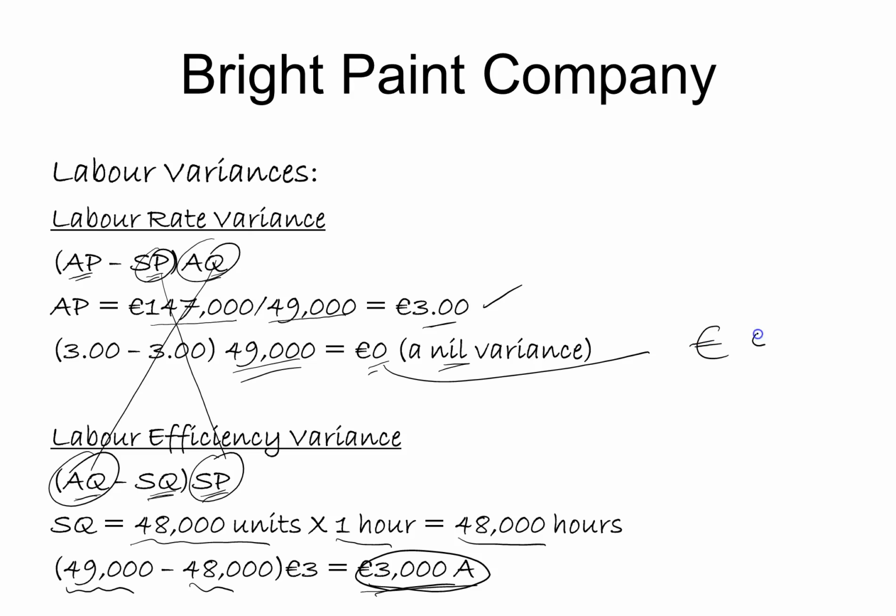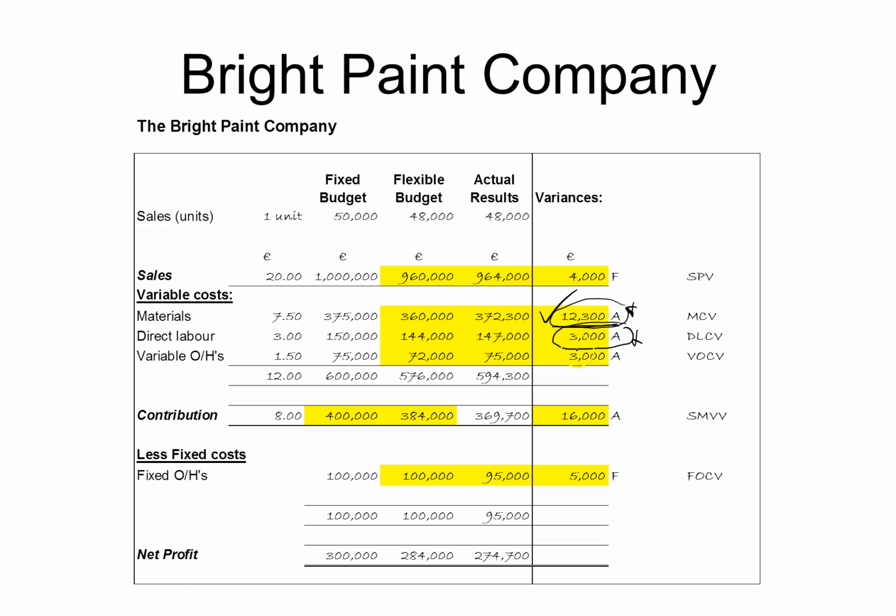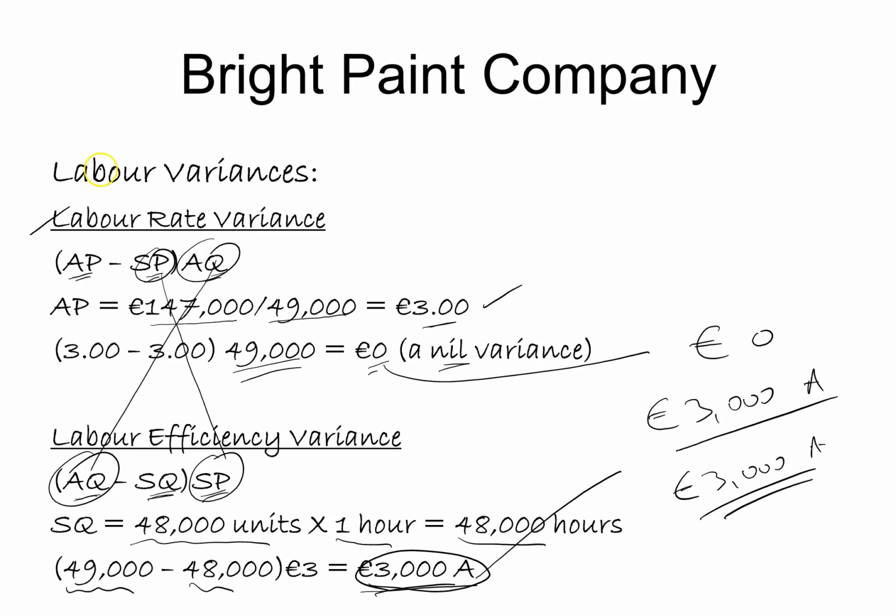So if I take this out here, we have a nil rate variance. We have a €3,000 adverse efficiency variance, which gives me a total direct labour cost variance, adding those two together, of 3,000 adverse. And if I go here, I can see that's exactly what I was expecting to get. Okay, so that is the labour rate variance and the labour efficiency variance.